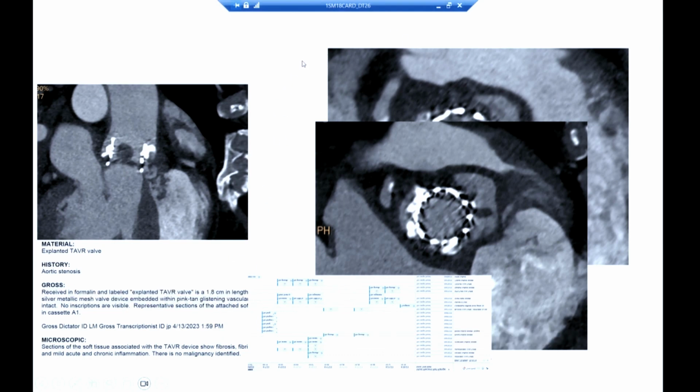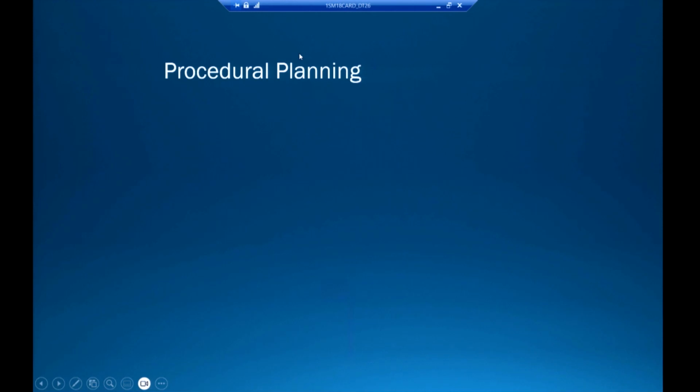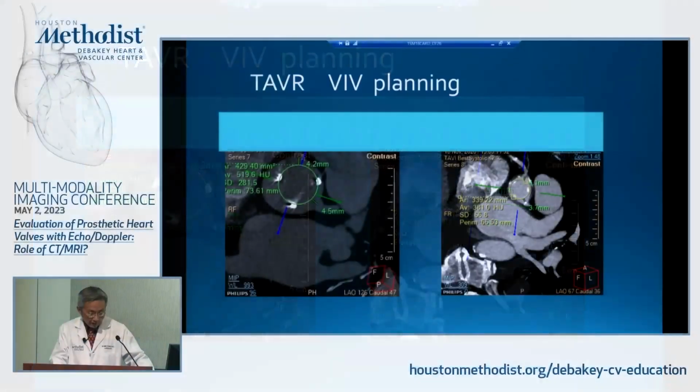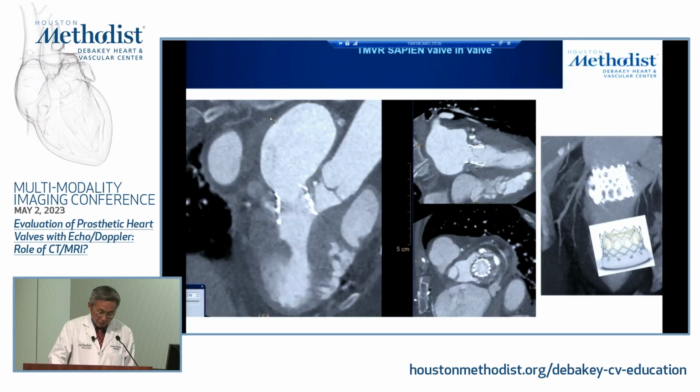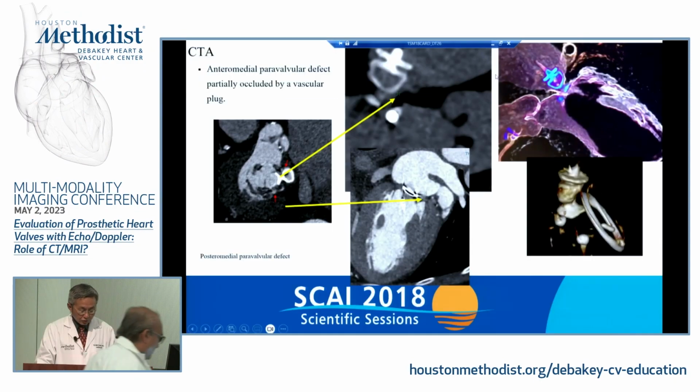Okay, I think I'm going to skip procedural planning because we don't have time, and I'll pass it to Dr. Shah, and he's going to show us also the final recommendation. When do we use cardiac CT?